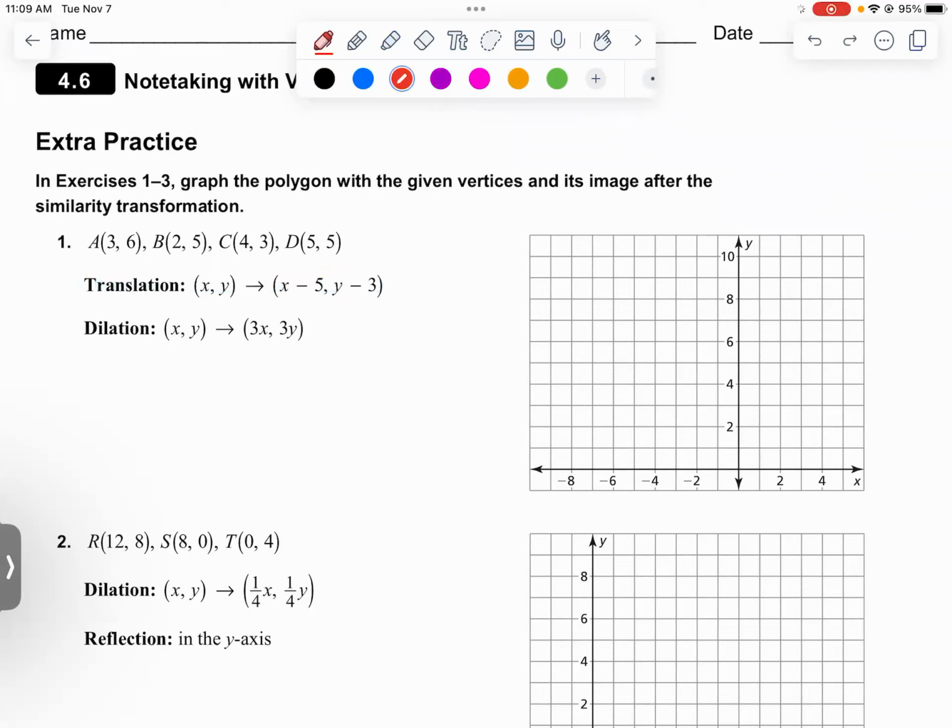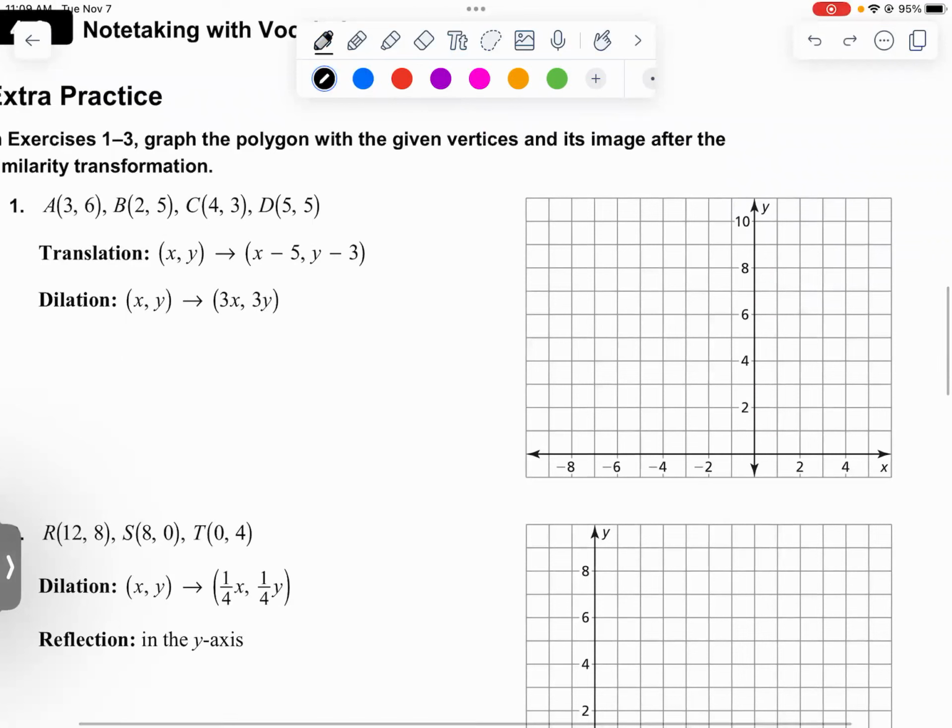better plot our coordinates, right? All right, everybody take a moment and plot A, B, C, D. Does it look like yours? Okay.